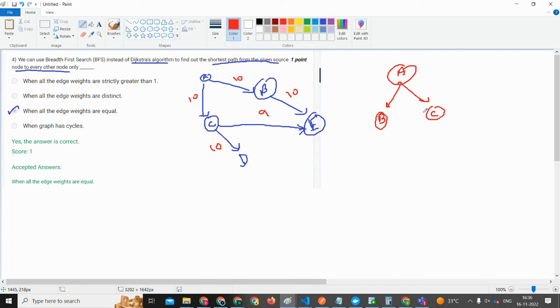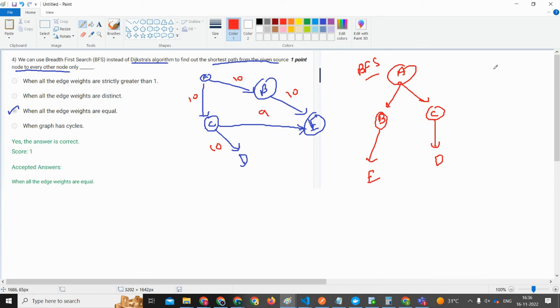C. Okay, this is done, right? A, B, C. Then for A, we have explored both. Then for B we'll explore. B is connected with E, right? Now for C, C has E and D. D is already explored, right? We don't need to worry about that. So this is for BFS.